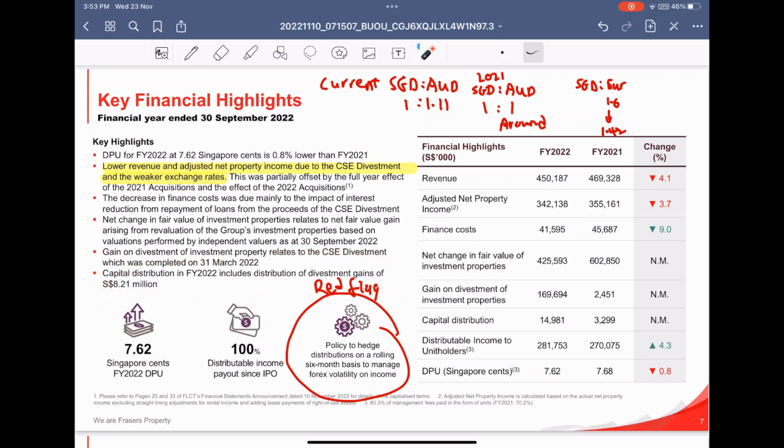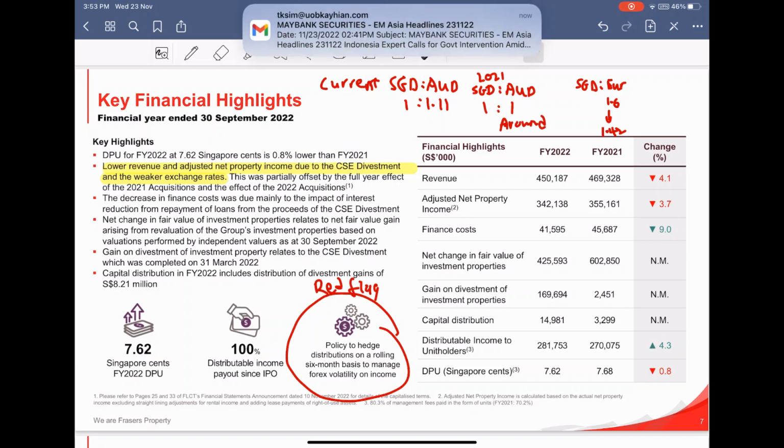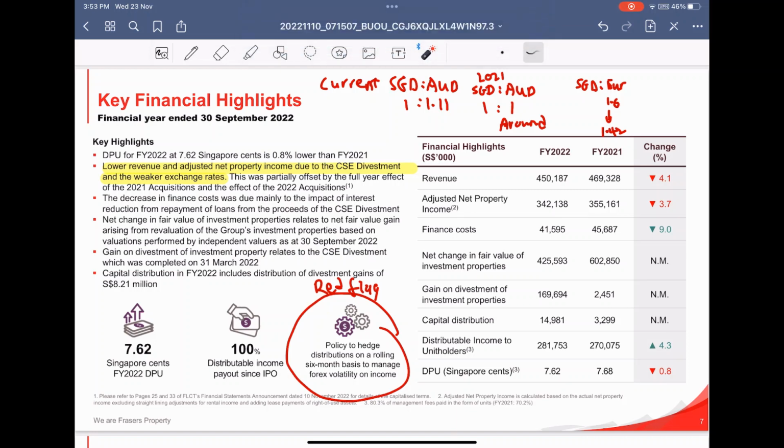So one big red flag that I want to highlight is that, as you can see here, the policy is to hedge distribution on a rolling 6 months basis to manage forex volatility on income. However, as I mentioned just now, currencies that permanently stay weaker in the long run will definitely impact the REIT, especially for Fraser L&C, as they have the majority of their properties overseas.